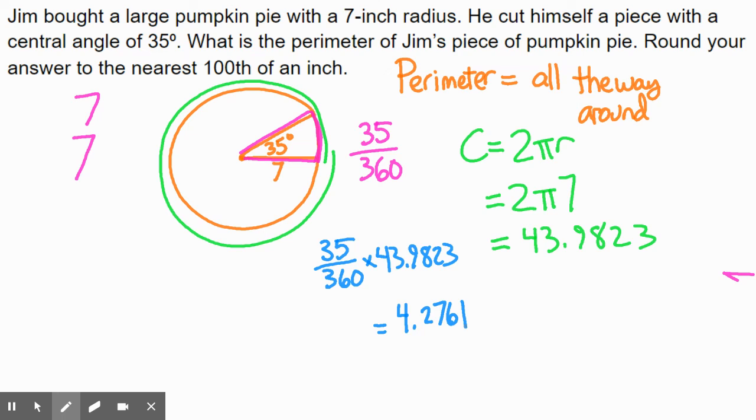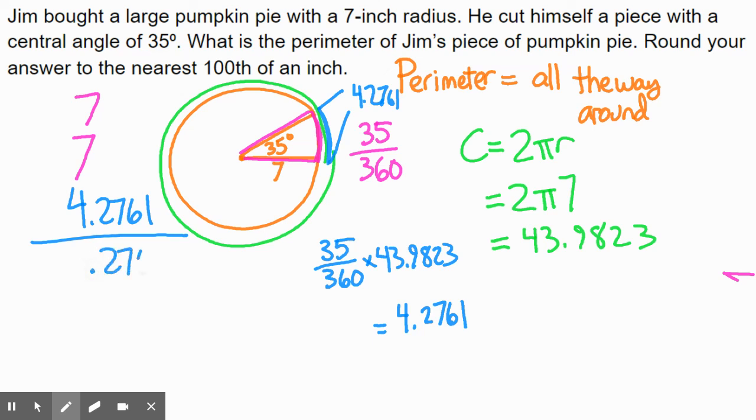So if the whole pie is 43.9823 inches around, 35 360ths, because it's 360 degrees for the whole, and 35 is the piece, so that's the ratio, the percentage we got. That means that this distance right there is 4.2761. And now we just add that to the other two. The point's going to stay the same, so who cares about that? And 7 and 7 is 14, and 4 is 18.